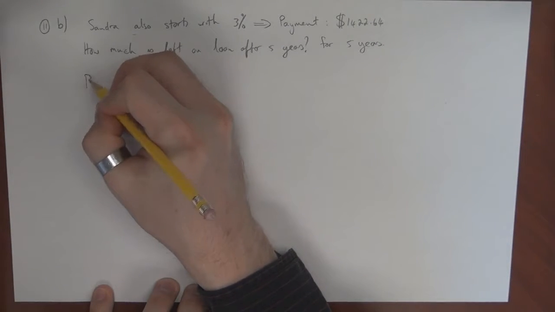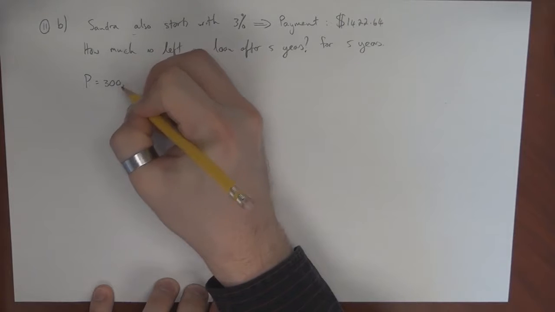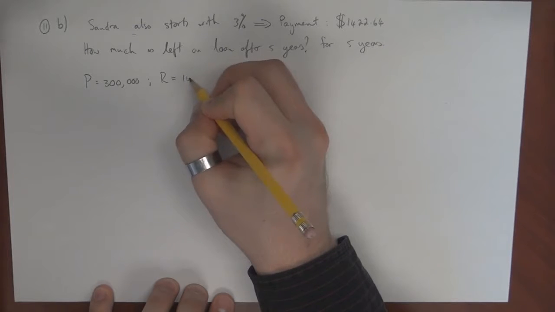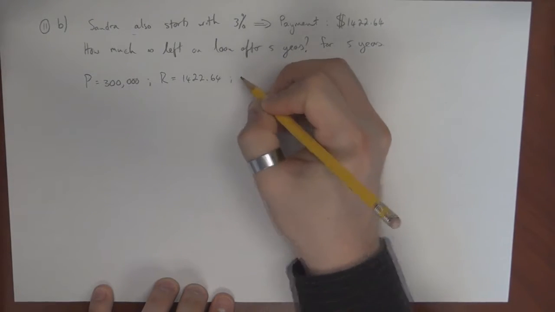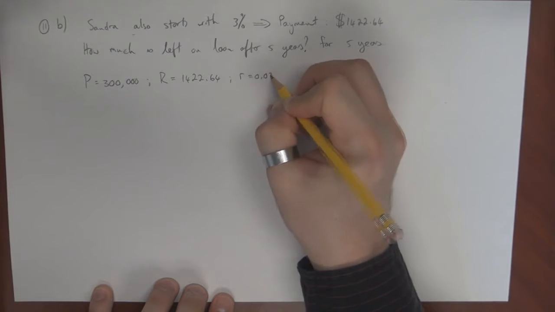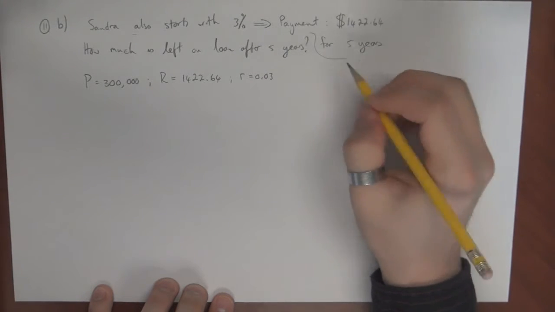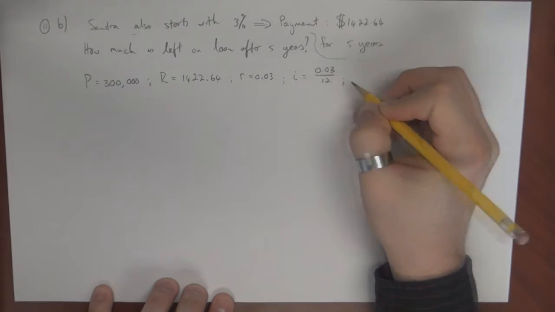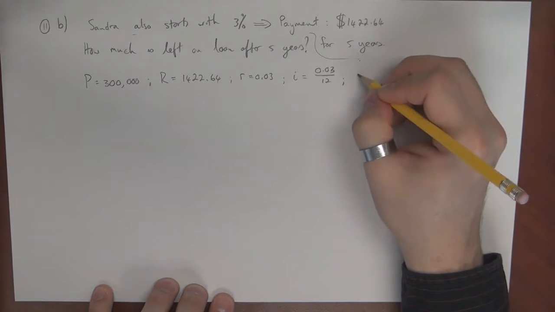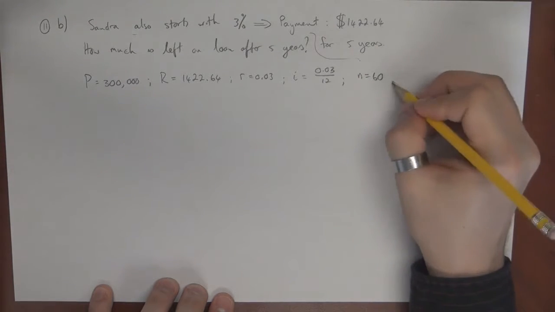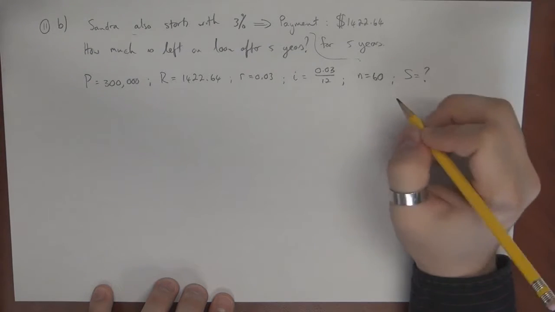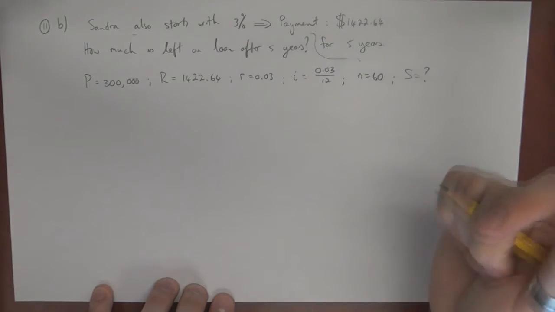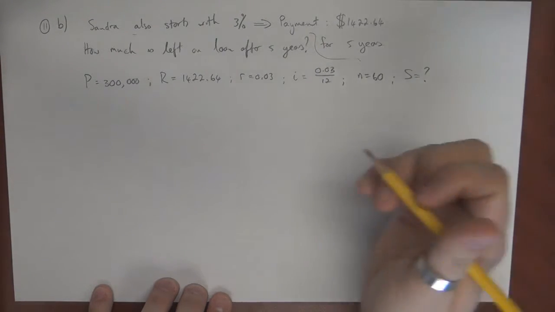So now my loan amount is 300,000. My payment is 1422.64. My interest rate is 3% for this first 5-year period. I adjust it to monthly. And now for 5 years, 5 times 12 is 60. I want to see what is left on the loan after 60 months. Then that is the number that is used in the calculation for the next 5 years.